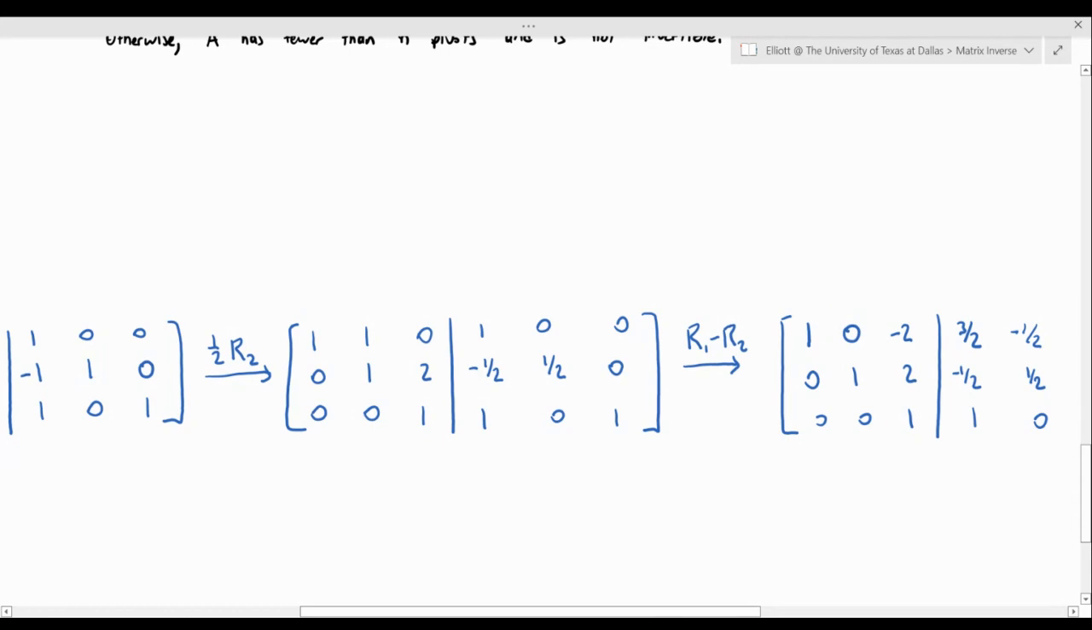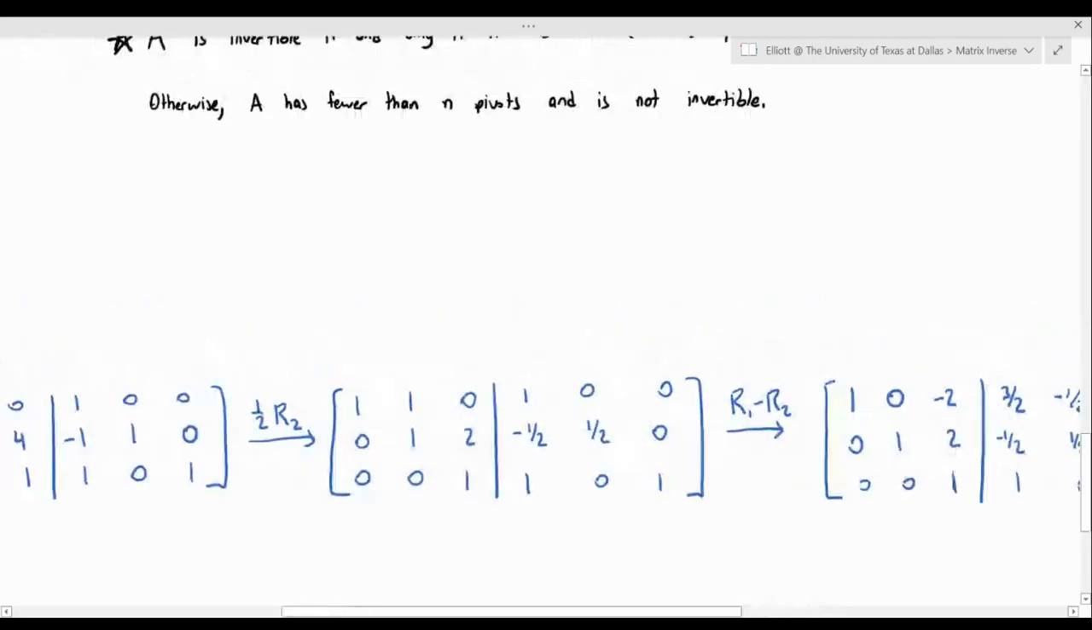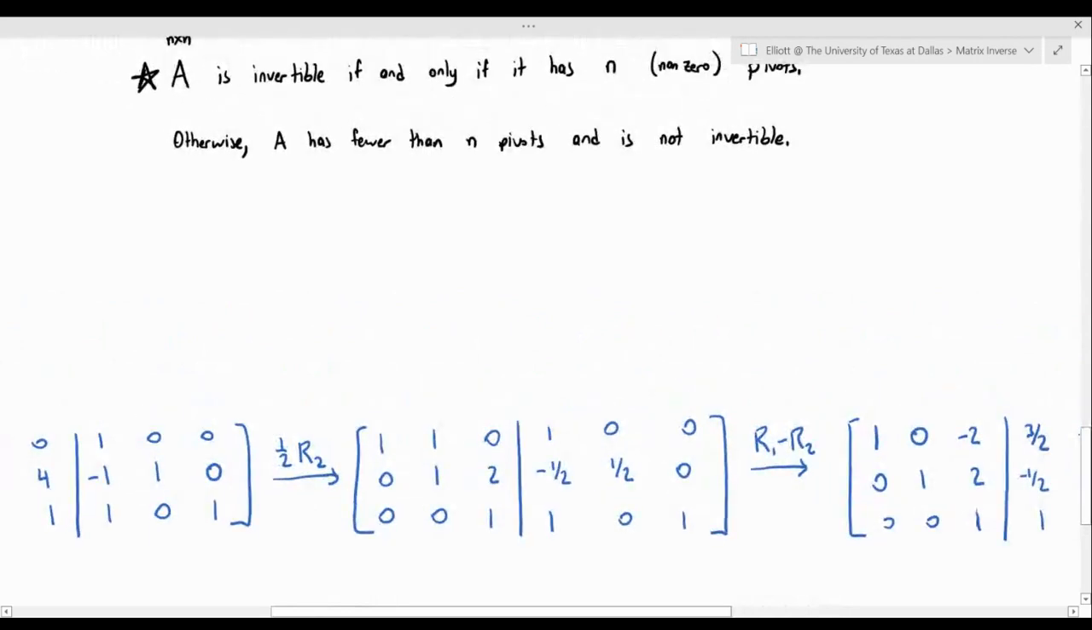If we were missing a pivot, basically what would happen is you would actually get a row of zeros somewhere. And then once you get that row of zeros, it's not going to be possible to get an identity matrix anymore. So if you have less than n pivots, then it's not invertible. Okay.